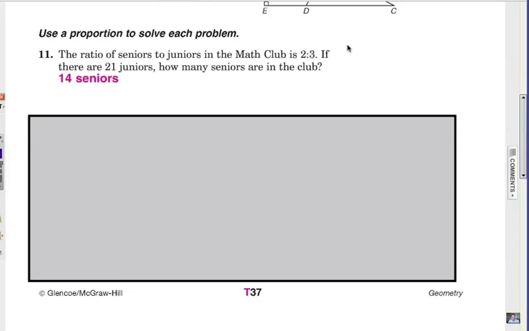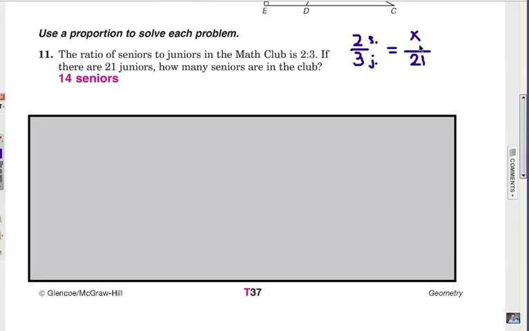Number 11, the ratio of seniors to juniors in the math club is 2 to 3. Now in some word problems, when you're given a ratio, how something compares, you can go ahead and write that as the first part of your proportion. But it's important to note what the numbers stand for. So for every 2 seniors, there's 3 juniors. If there are 21 juniors, how many seniors are in the club? Well, that helps you figure out where to put the 21. That would have to be on the bottom. And then our unknown is X, the unknown number of seniors.